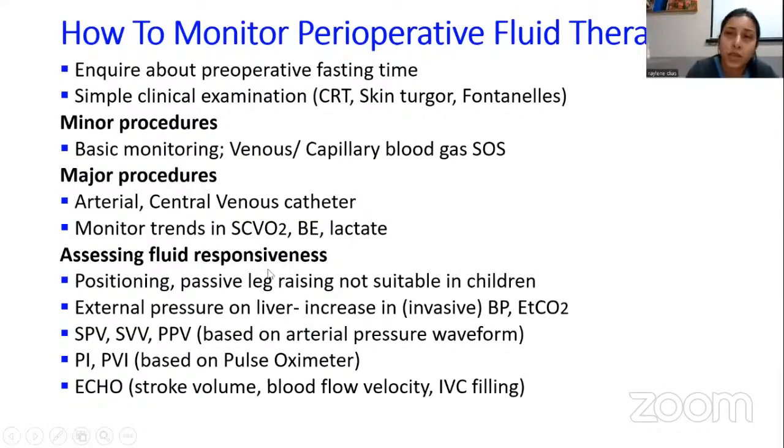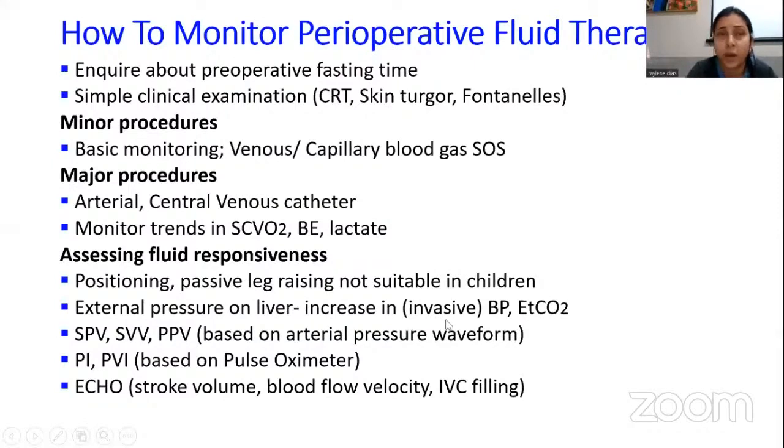Now, there are other methods to assess fluid responsiveness. So we know that our cardiac output depends on the preload, the contractility, and the afterload. So if we can assess our preload, we can actually assess fluid responsiveness. Now, in adults, we know that positioning or passive leg raising is a very good test, but in children, it's not suitable. And that is because the lower limb mass is very less. So it's going to cause very little venous return back into the heart and not going to be able to make out anything. On the other hand, external pressure on the liver can be used.